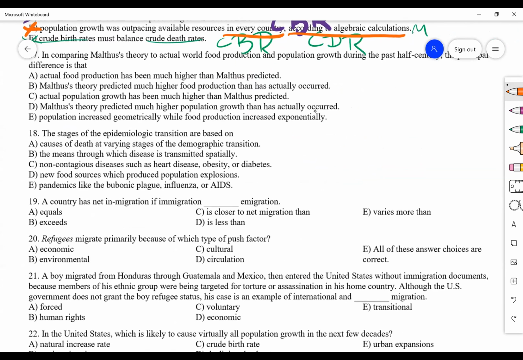Okay. 17. In comparing Malthus' theory to the actual world food production and population growth during the last half century, the difference is that.